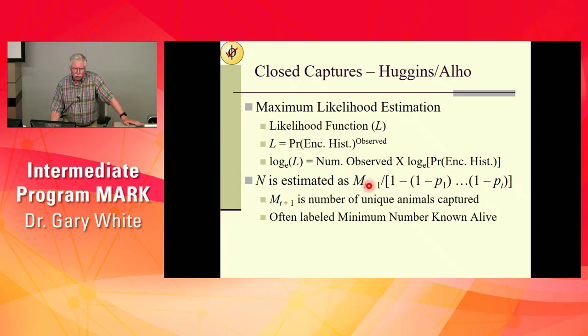Now, one minus P1, one minus P2, and one minus PT, that's the probability you're never caught. So then again, one minus that is the probability you're caught one or more times. So you take that count and divide it by this probability of being caught one or more times, and that is your correction. That corrects your count for detectability, so that gives you a population estimate. So roughly, that's how N is estimated.